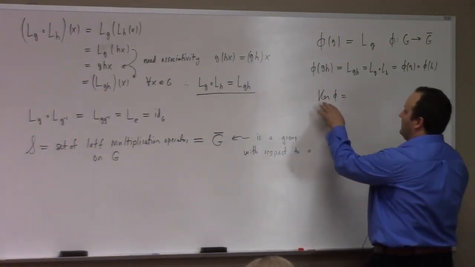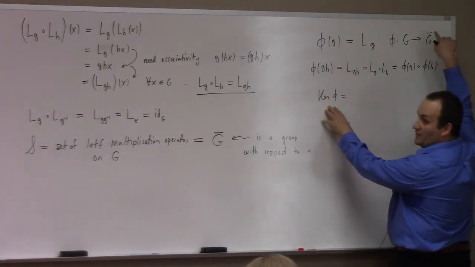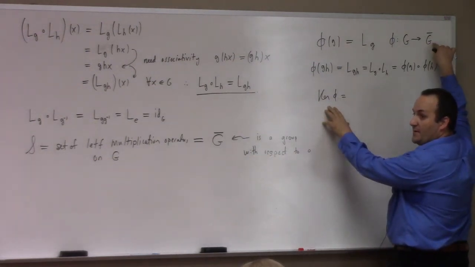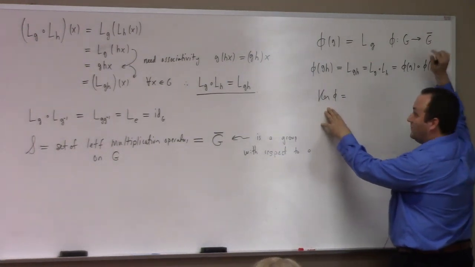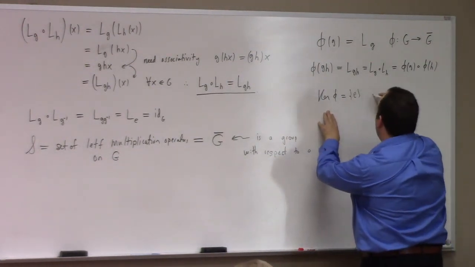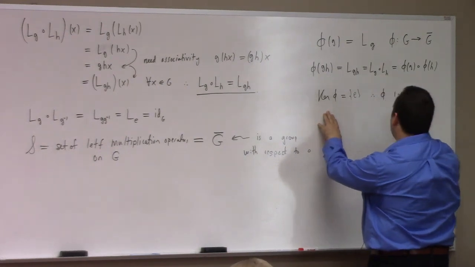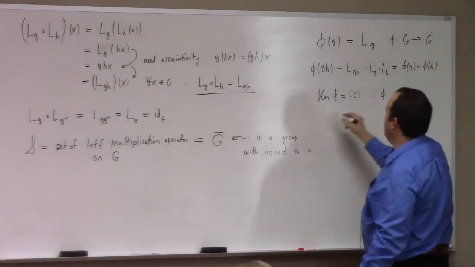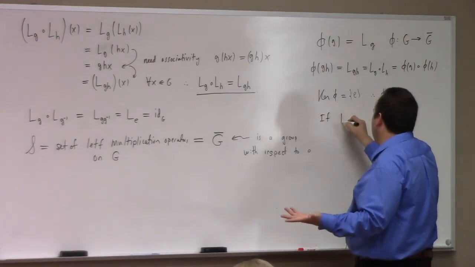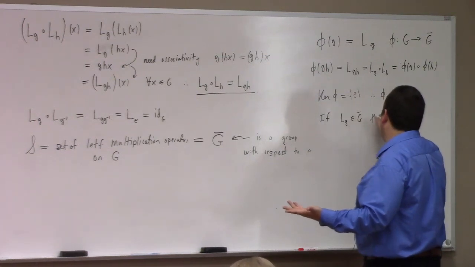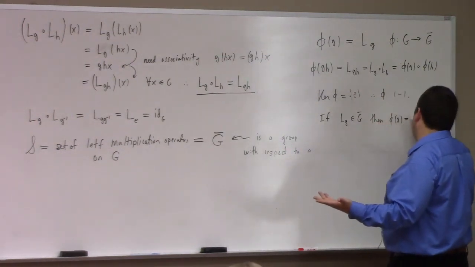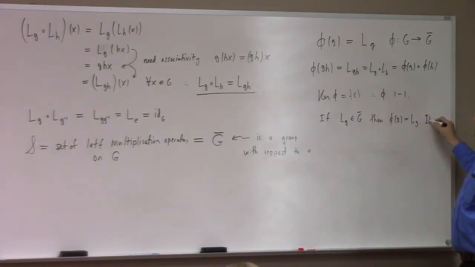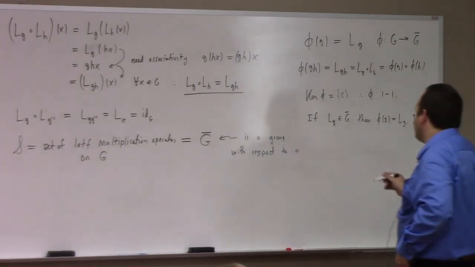In other words, phi sends, what's the identity over here? It's the identity map, right? How do you get the identity map? There's only one way. It's e, right? So the kernel is e. Therefore, phi is 1-to-1. Is it onto? You give me anything here, right? It's onto by construction, essentially, right? If L sub g is in G bar, then phi of g is L sub g, so it's onto. So it's onto, it's 1-to-1, it's structure preserving. It is an isomorphism. This is Cayley's theorem.